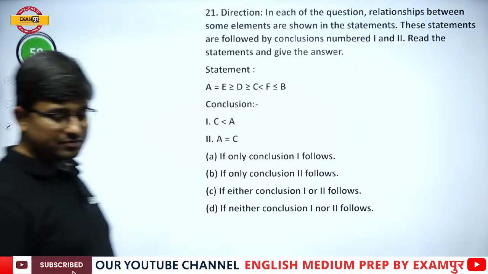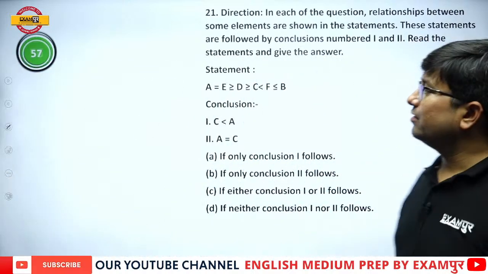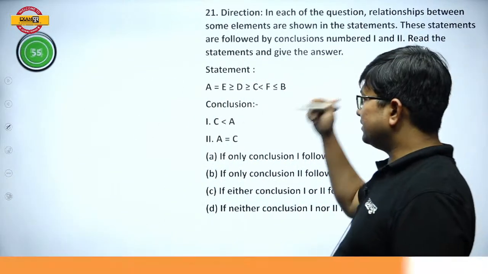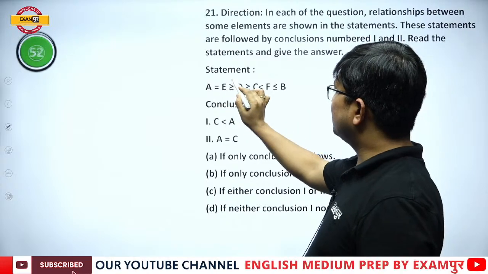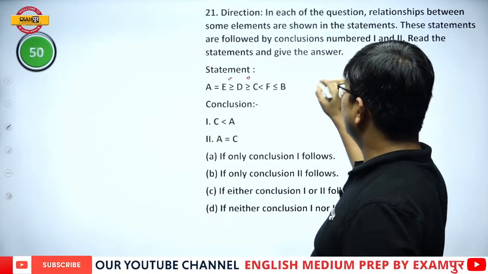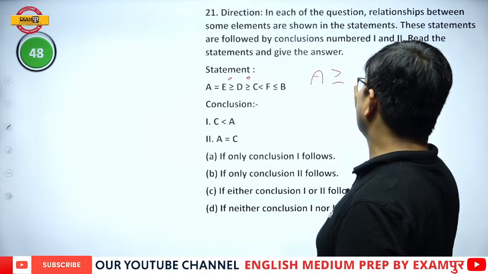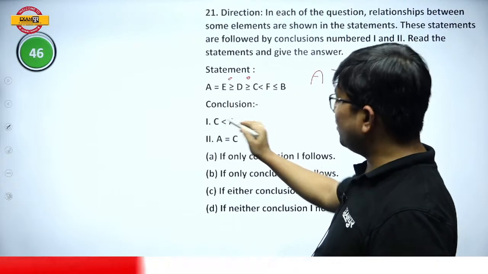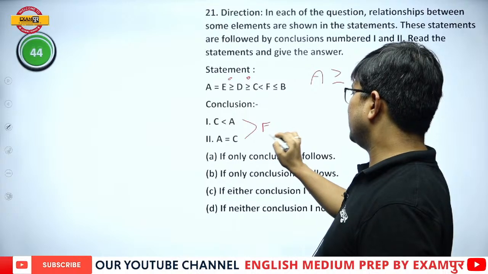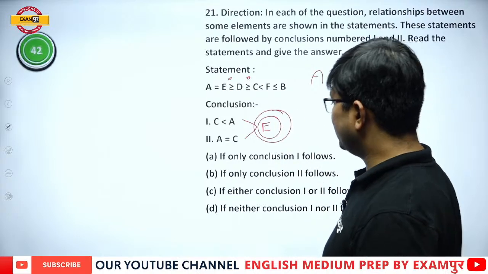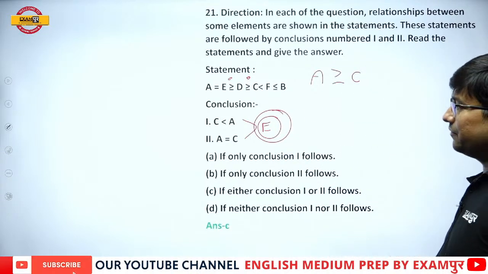Next, over here. Now see, between A and C, this as well as this will ensure A is greater than or equal to C. A is greater than or equal to C. So either or case will appear. Either or case will be there. Okay. Answer is option number C.